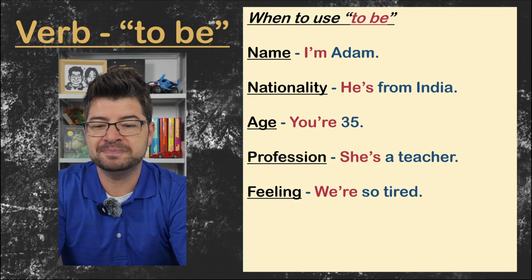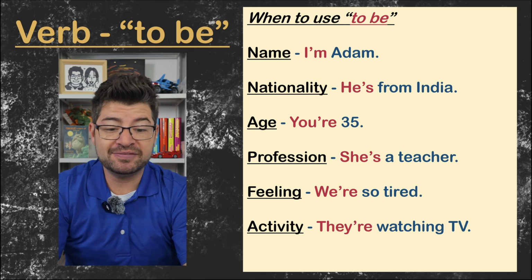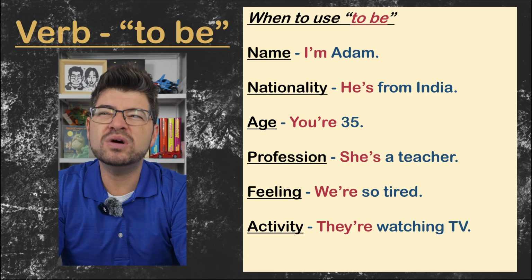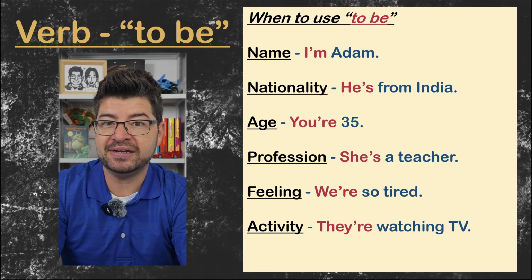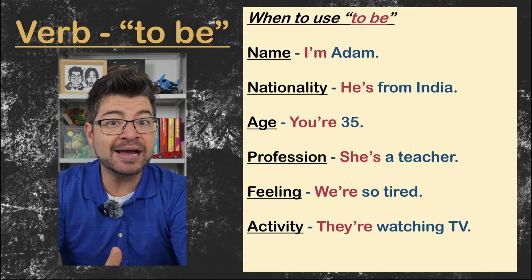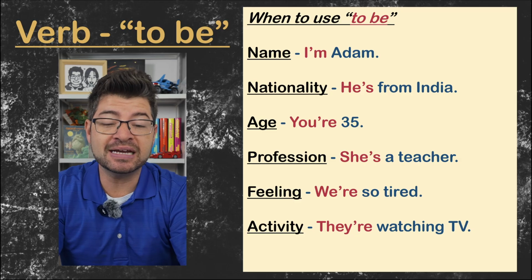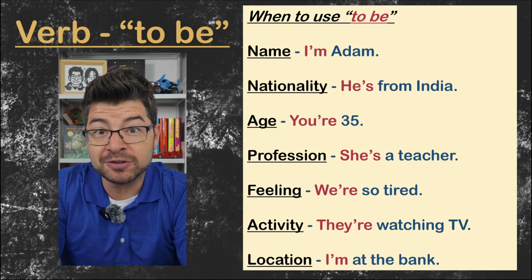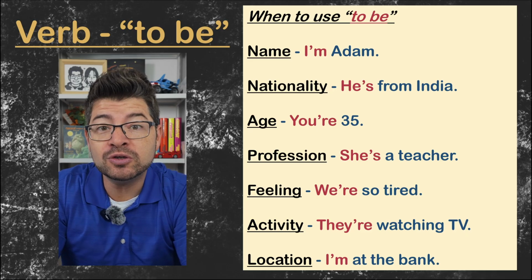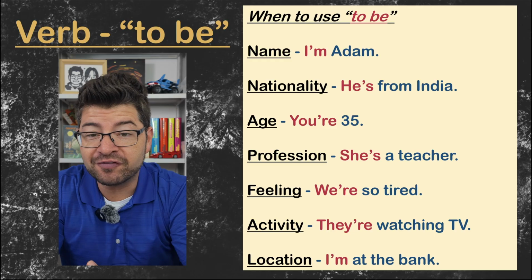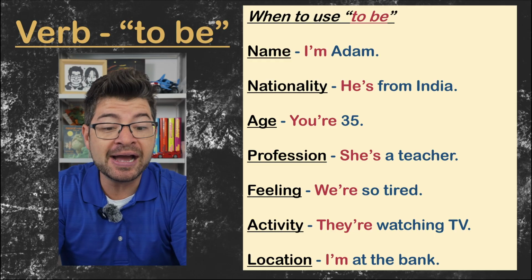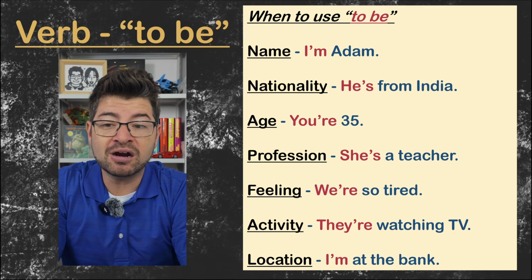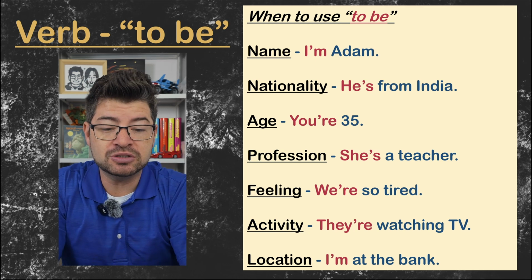Next up, an activity or what you are doing. They're watching TV. What is he doing? Oh, he's running. What are you doing? I'm eating. So you can tell it about an activity or what you are doing. And lastly, you can use it to talk about your location or where you are. Maybe you're talking to somebody on the phone and they ask, where are you? You say, I'm at the bank. I'm at the park. I'm home. So there are a lot of different ways you can use the verb to be.